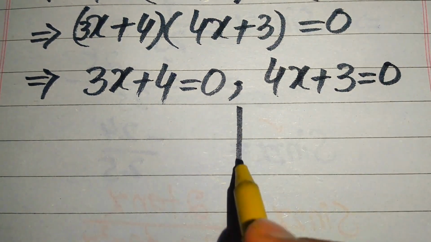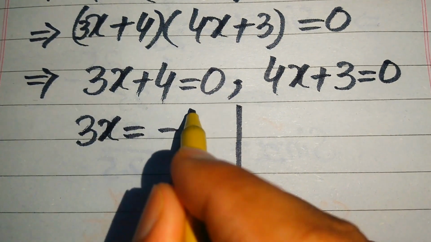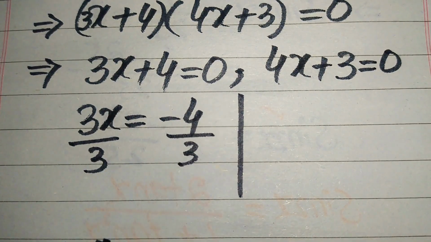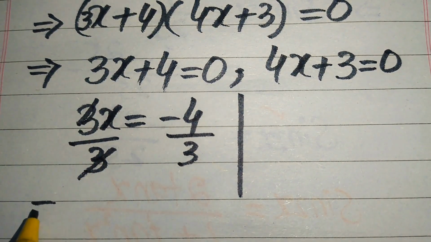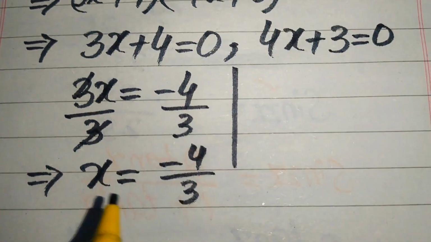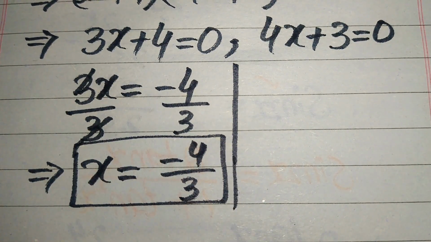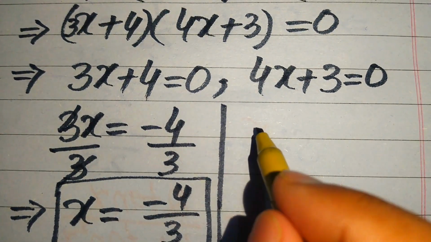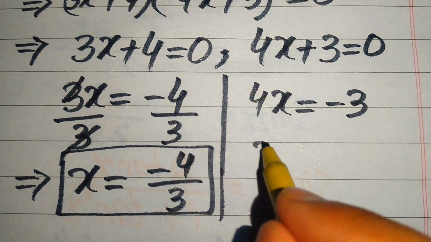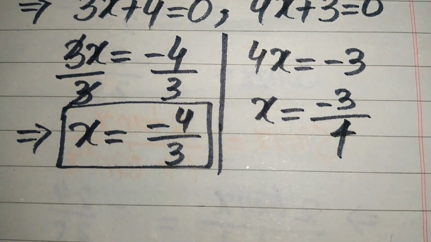From this case we easily get the value of x. So first we move plus 4 to the right hand side and we get minus 4, and further we divide both of the sides by 3 and we get this 3 and this 3 are gone, and we get here x is equal to minus 4 divided by 3. So this is the value of x which we get here. And now further we simplify this term and we get the other value of x, and we get 4x is equal to minus 3, and from here we get the value of x is equal to minus 3 over 4.